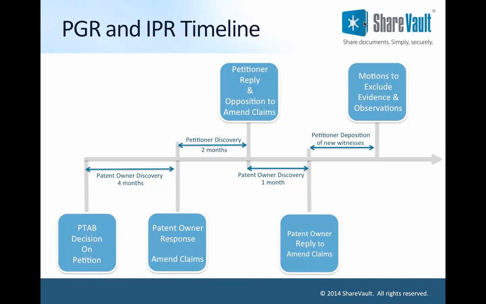And then it flips back over to the patent owner for reply to the opposition. And then if there's any new witness presented during the reply or testimony, the petitioner gets a chance to cross-examine that person. So discovery then flips back to the petitioner. So there's this alternating timeline for discovery.